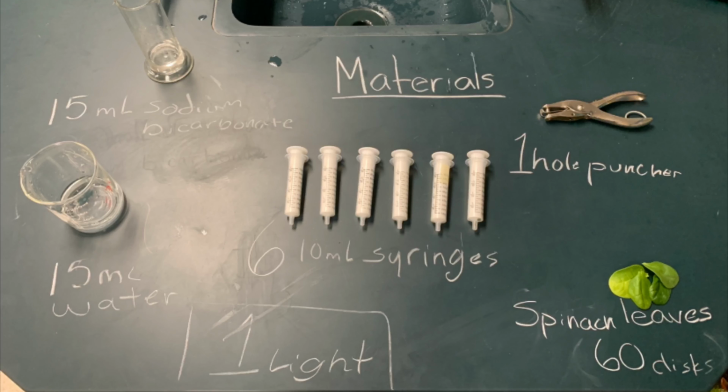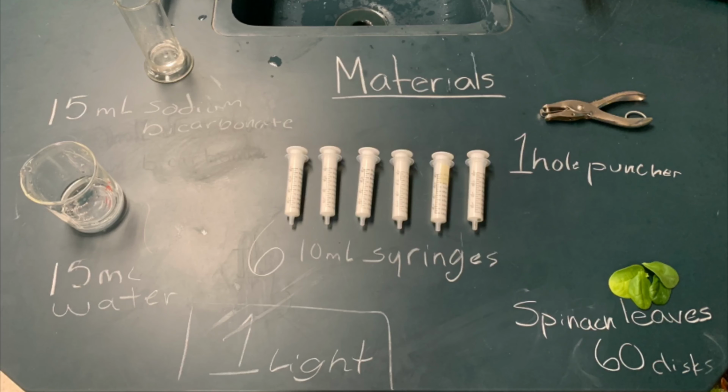Next, you'll see the 6 10-milliliter syringes in the center. These syringes will contain the discs that we punched out from the hole puncher. There should be 10 discs within each syringe. Finally, to the left, you will see that we have 15 milliliters of sodium bicarbonate and 15 milliliters of water. 3 syringes will contain the sodium bicarbonate and 3 other syringes will contain the water. All of them will end up having 5 milliliters of liquid each.